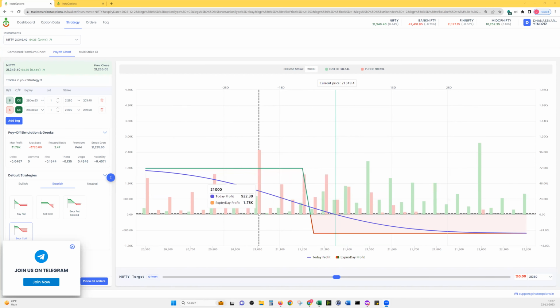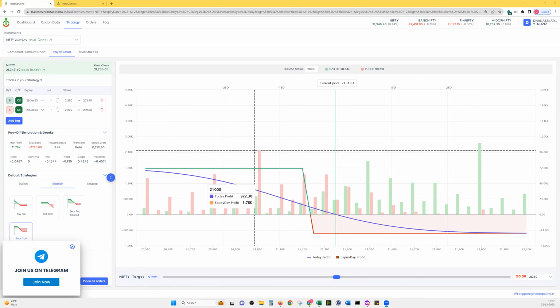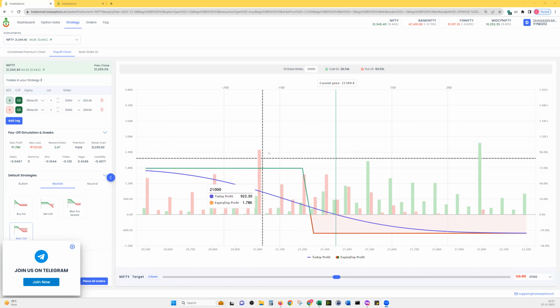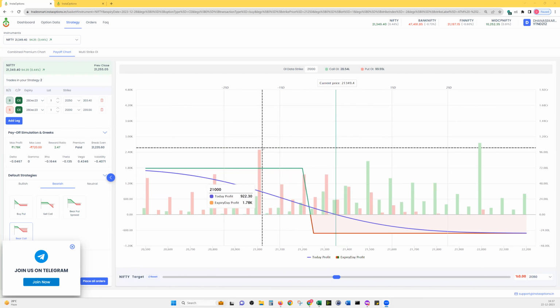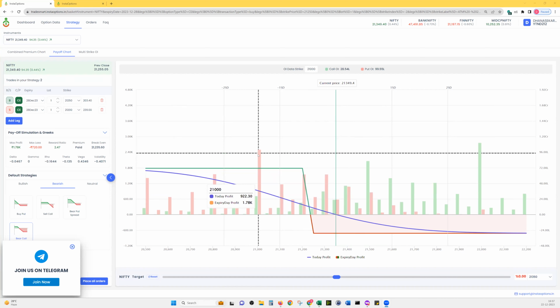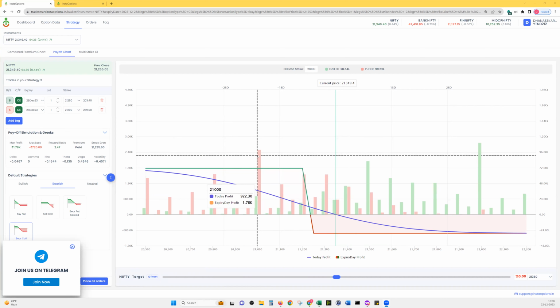Exactly, Mr. Kumar, 21,000. Because we have the highest put option open interest over here. Which means that until the market reaches 21,000, we are on the safer side. We have the cushion till 21,000. So these are the things that you can get. Make use of it, and it's definitely going to be very helpful.